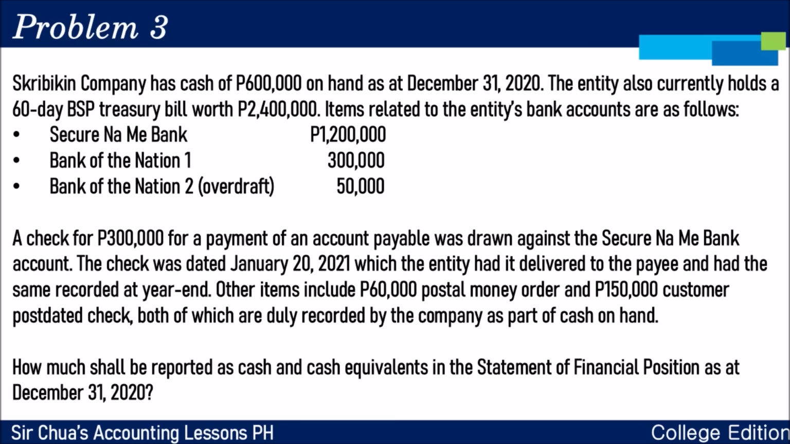So, alam nyo na siguro yung gagawin dyan kasi same bank naman, di ba? A check for 300,000 pesos for a payment of an account payable was drawn against the Secure-Nami Bank account. The check was dated January 20, 2021, which the entity had delivered to the payee and had the same recorded at year-end. Other items include 60,000 pesos of postal money order and 150,000 pesos customer post-dated check, both of which are duly recorded by the company as part of cash on hand.